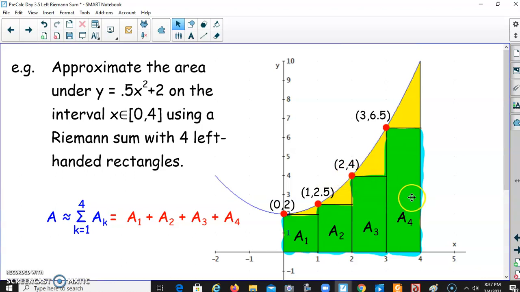And for the last rectangle, because I'm using left-handed rectangles, I won't be using the right edge of the region, so I won't be using x equals 4. But I will be using x equals 3, because that's the left side of this last rectangle. If I take 3 and plug it into my equation, I get 6.5.